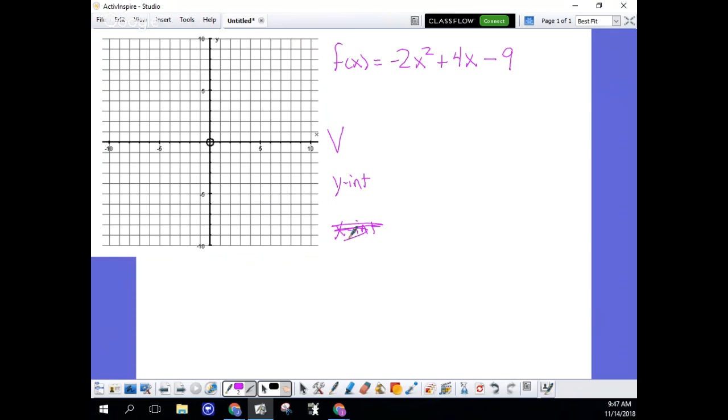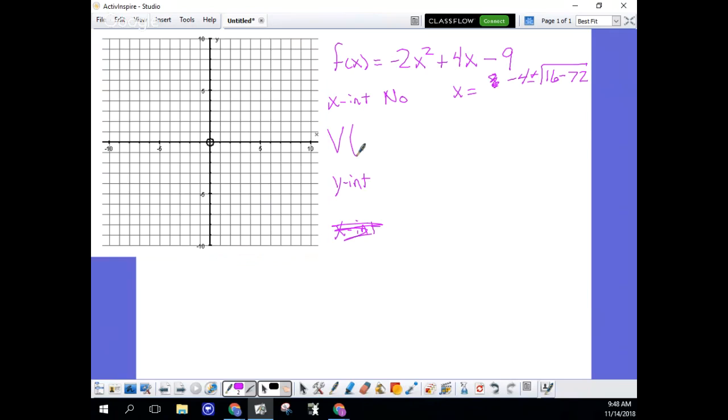Usually we find the x-intercepts first. For this one, I'm going to use x equals negative 4 plus or minus the square root of 16, and then minus 4 times negative 2, which is negative 8, times negative 9, which is 72. So again, we end up with 16 minus 72. That's a negative value. We can stop. There are no x-intercepts in this one.